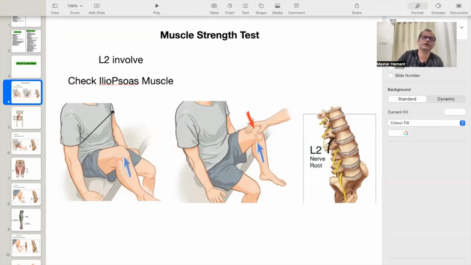अब हम बात करेंगे lumbar 3 की. ऐसे एक एक वर्टिब्रा के अलग अलग टेस्ट होते हैं. अब हम बात करते हैं lumbar 3 की. तो for the lumbar 3, now we are going to check quadriceps muscle.